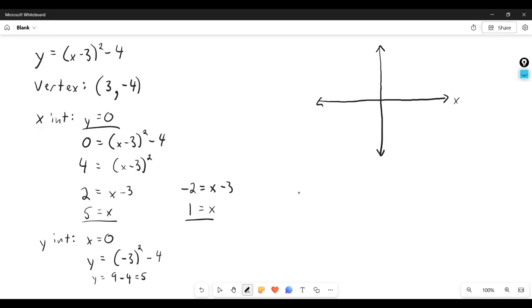Other question we have is which way does it open, up or down? You know, it has to go through all these points starting at our vertex, 3 minus 4, so there's kind of two ways to check this. But because there's nothing written here, it's the same as if there's a plus sign. So it's going to open up. It only opens down if there's a negative number in front of here.